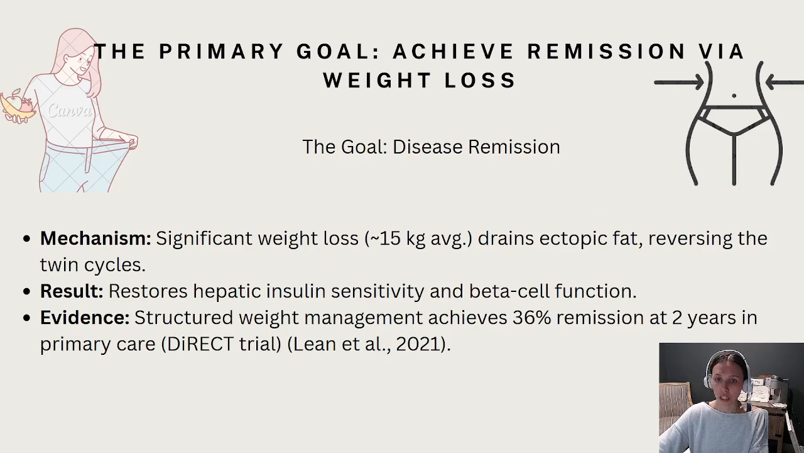So the primary goal here is remission via significant weight loss, and the mechanism is that losing a significant amount of weight, on average around 15 kilograms, will drain this ectopic fat and reverse both cycles and restore insulin sensitivity and beta cell function.